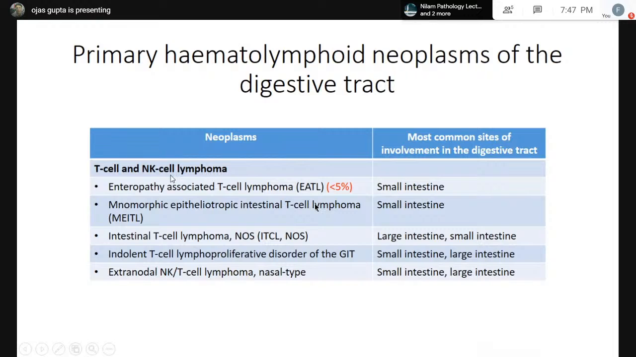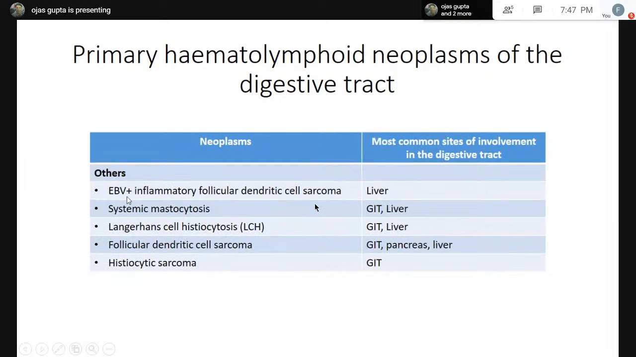In the T-cell and NK cell lymphomas, enteropathy-associated T-cell lymphoma is seen in less than 5% of cases, and it is seen most commonly in the small intestine. Monomorphic epitheliotropic intestinal T-cell lymphoma is commonly seen in the small intestine. Intestinal T-cell lymphoma NOS and indolent T-cell lymphoproliferative disorder of the GIT are seen in both large and small intestine. Other lymphomas like EBV positive inflammatory follicular dendritic cell sarcoma are seen only in the liver. Systemic mastocytosis and LCH are seen both in the GIT and liver. Follicular dendritic cell sarcoma is seen in the GIT, pancreas and liver, and histiocytic sarcoma is seen in the GIT.